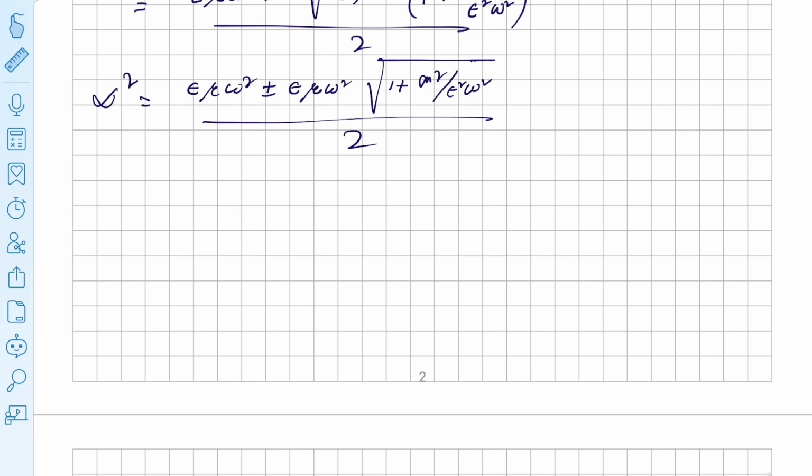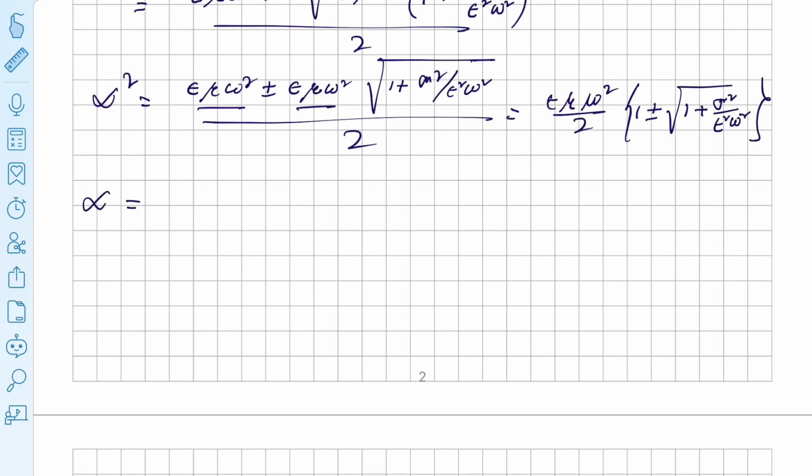Now you see what we can do from here. If you simplify this, you can take this part common. Doing so, we're going to get epsilon mu omega square by 2, and within the bracket we have 1 plus minus, then again root over 1 plus sigma square by epsilon square omega square. That's what we're going to have.